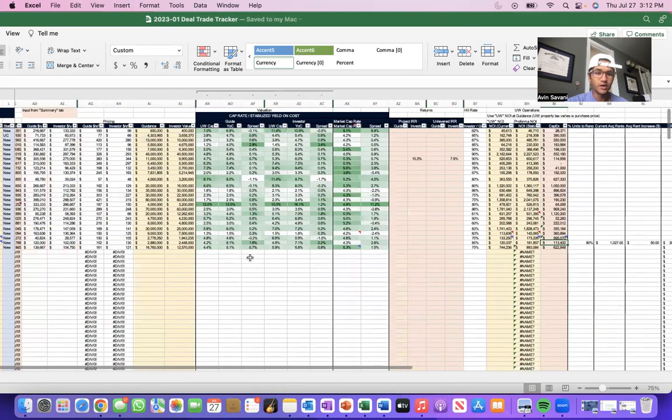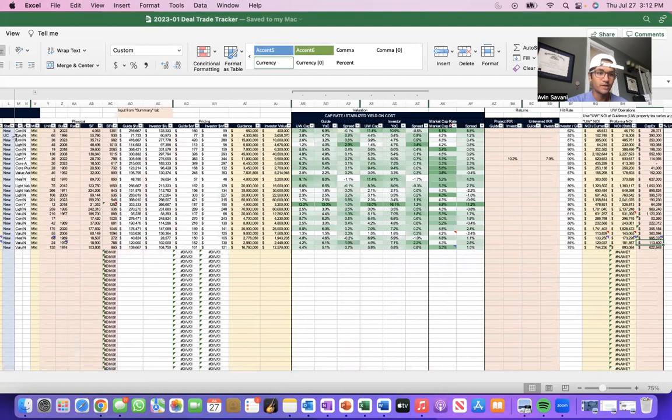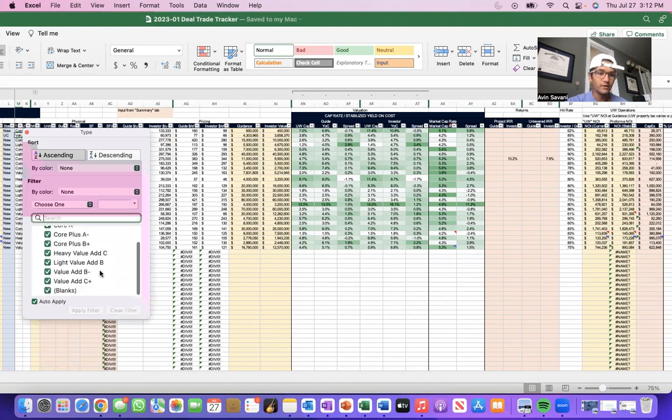As you're starting off, obviously you're going to get the type of deal that you're going for. Within that, you see here I have core, core plus, and then every single letter after that is the class type. Within core, it's probably just going to be A or A plus. Core plus, probably B plus to A minus. Light value add could be B, B plus. Value add could be within the C plus to B range. And then heavy value add is anything from C minus to C plus in that range.